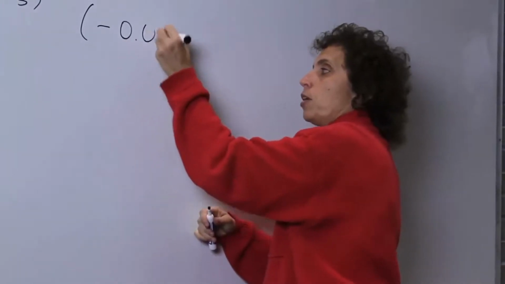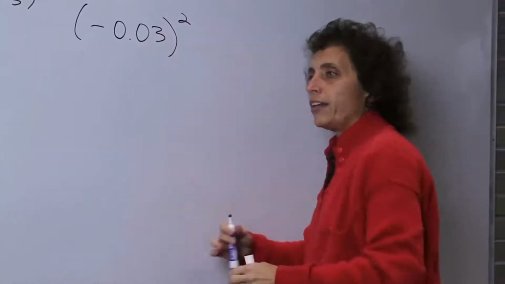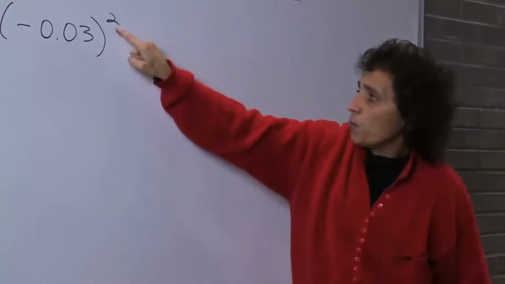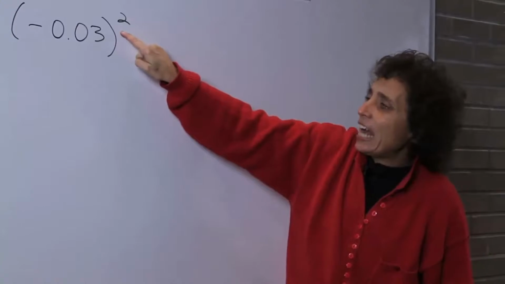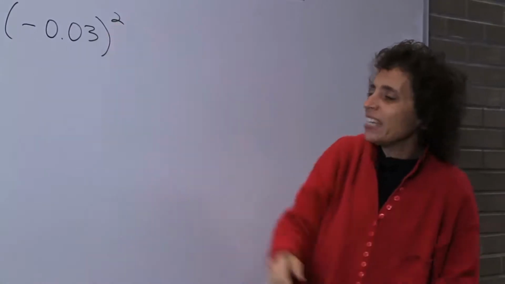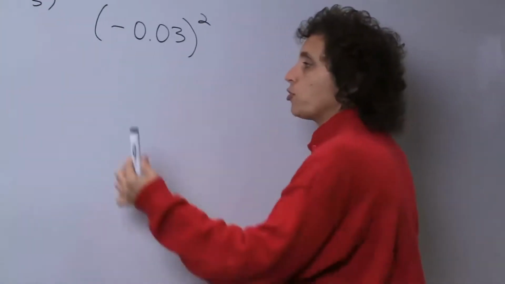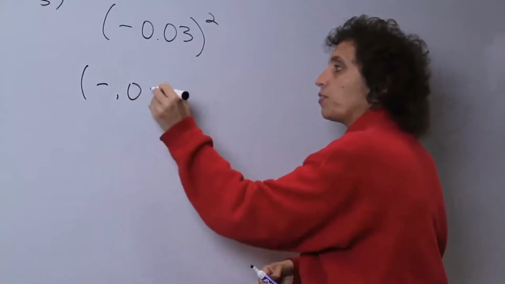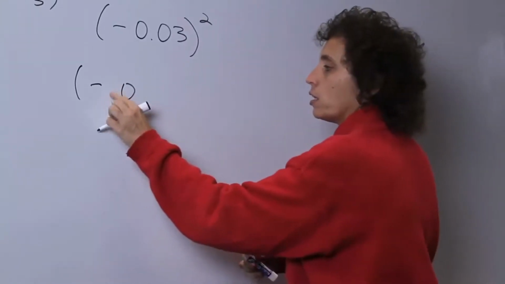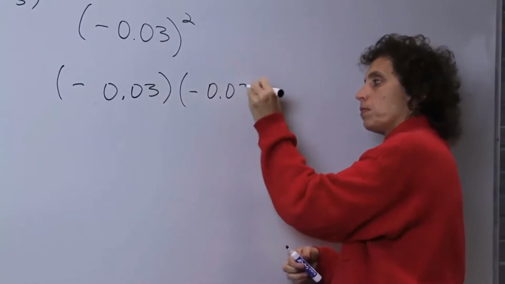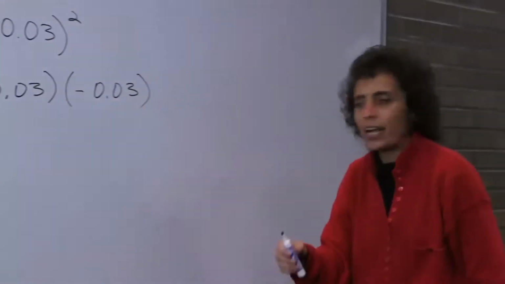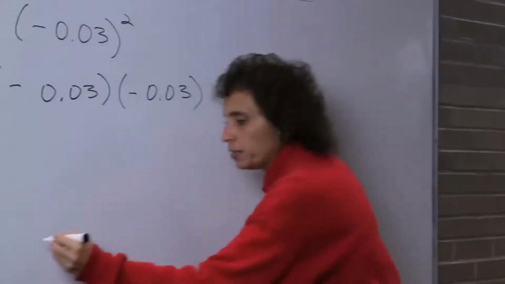Negative 0.03 squared. Okay, this takes a lot of things into account. Remember the exponent? The exponent works onto whatever's to its immediate left. So if this falls, it falls on the entire parentheses. So that means you're squaring the entire parentheses. So when negative times a negative, it means your answer is going to be positive when we're done.